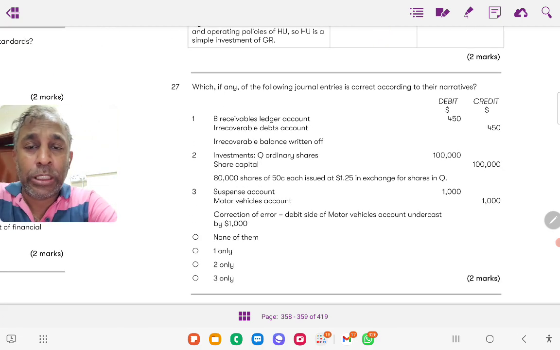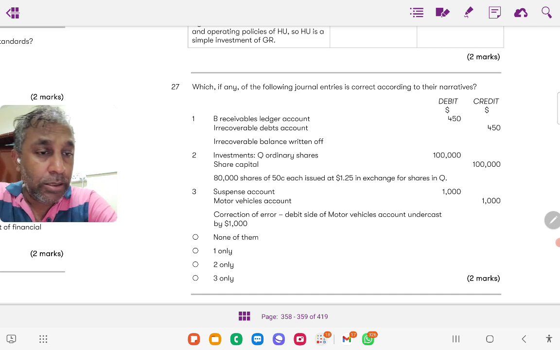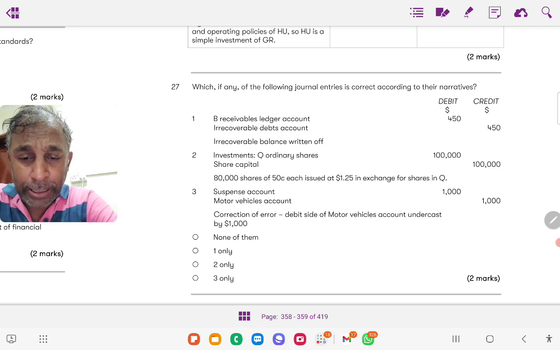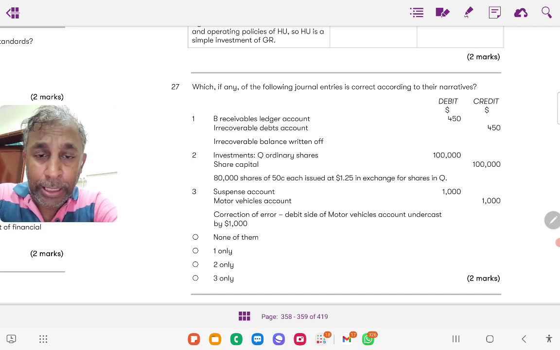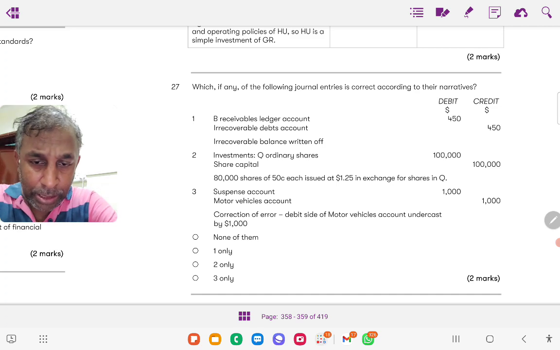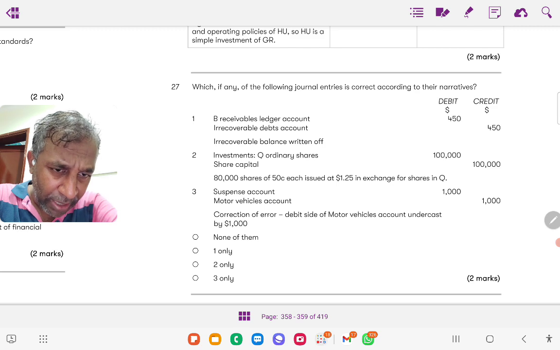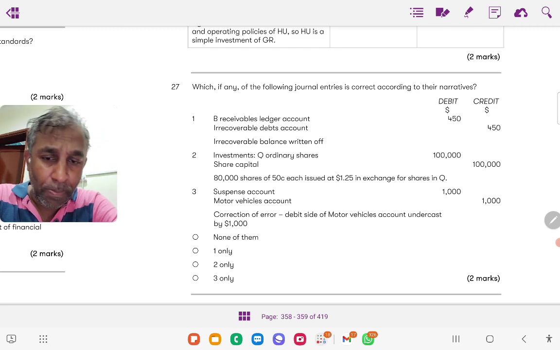What about this? 27. Which, if any, of the following journal entries is correct according to their narratives? Debit receivables ledger account, credit irrecoverable debts 450, irrecoverable debts written off. So that answer is wrong. So number 1 is wrong. Then investments Q ordinary shares 100,000, share capital 100,000, 80,000 shares of 50 cents issued at 125 in exchange for shares in O. So now we have to find out.